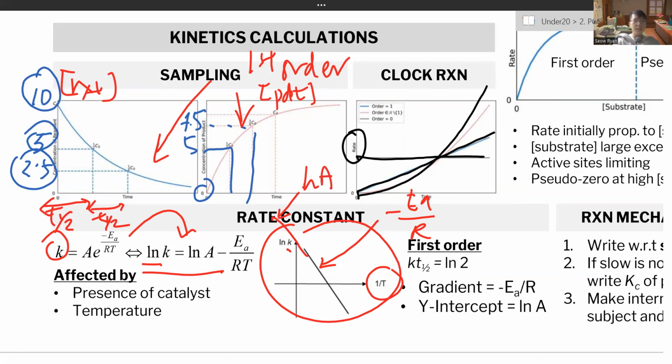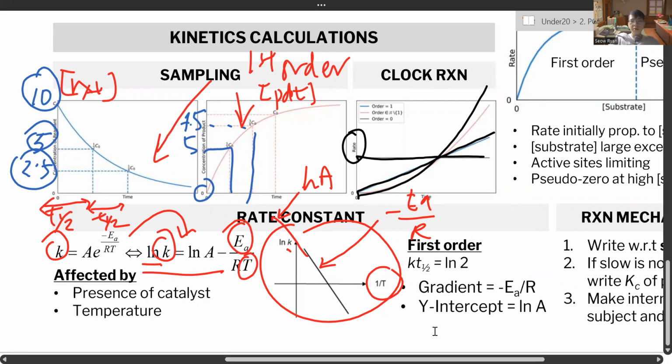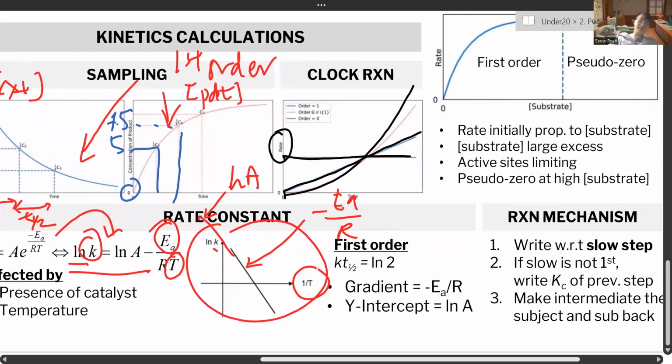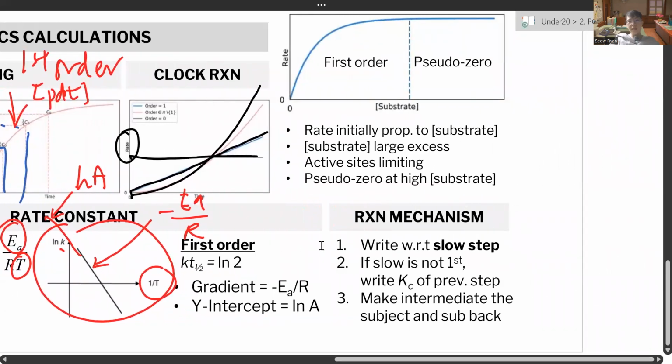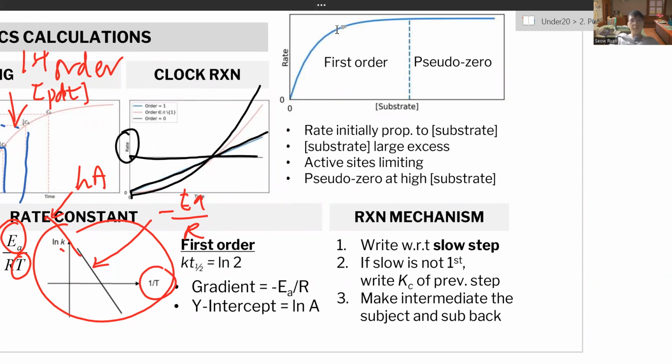From this, we can see that the rate constant depends on a few things: the presence of a catalyst, because the catalyst changes the activation energy, and temperature. So these are two factors that the rate constant is affected by. Another important formula is k times half-life equals ln 2. You can derive this formula if you solve the differential equation, but for the purpose of the syllabus, it's not required here.